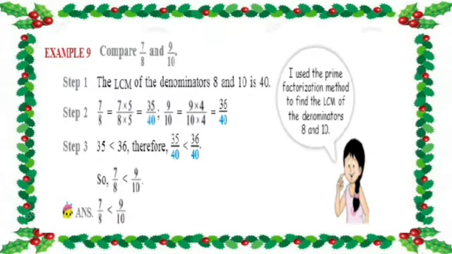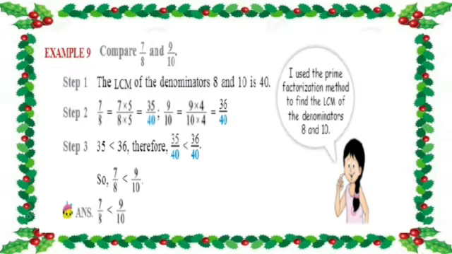Compare 7 by 8 and 9 by 10. When you observe these fractions, you could find it is an unlike fraction with different numerators. So first we have to change unlike fractions to like fractions and then compare the numerators. Then the first step is to find the LCM. So the LCM of 8 and 10 is 40. Change the fraction to equivalent fraction with the denominator 40.